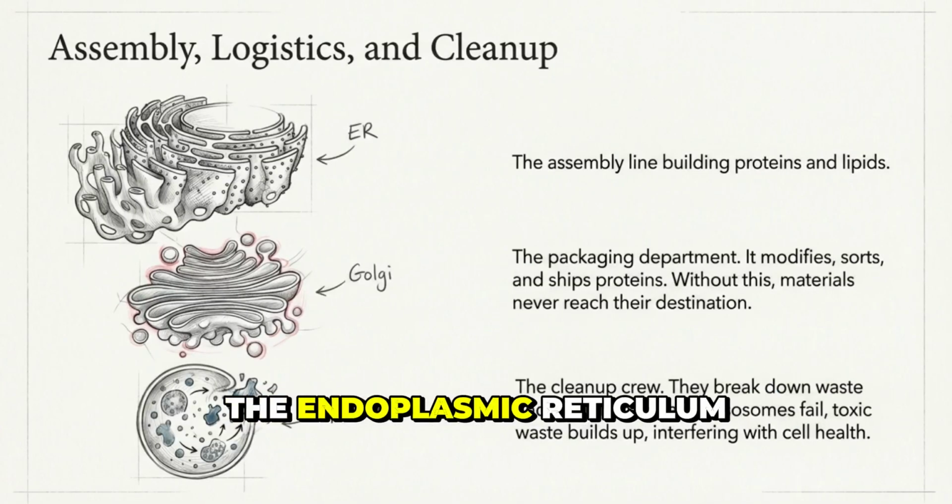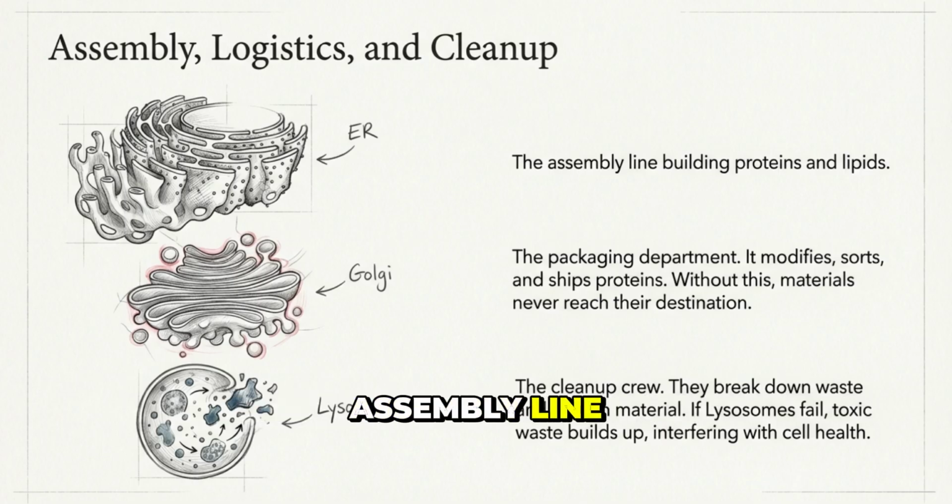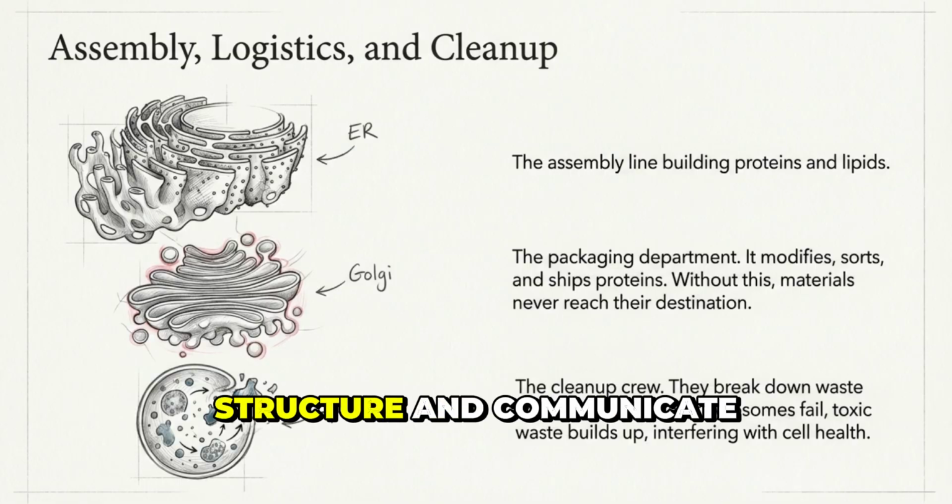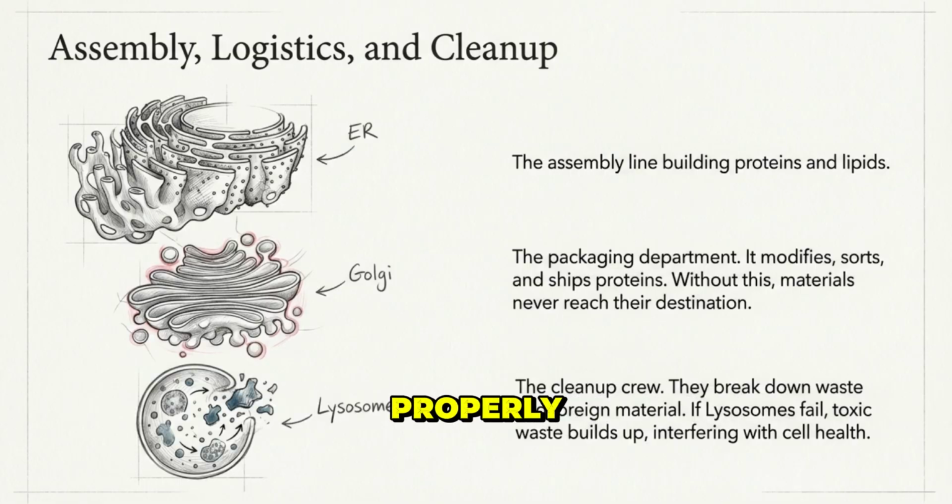The endoplasmic reticulum acts like an assembly line. It helps build proteins and lipids that the cell needs to function. Some of these proteins stay inside the cell, while others are sent elsewhere. When this system is disrupted, the cell struggles to maintain its structure and communicate properly.